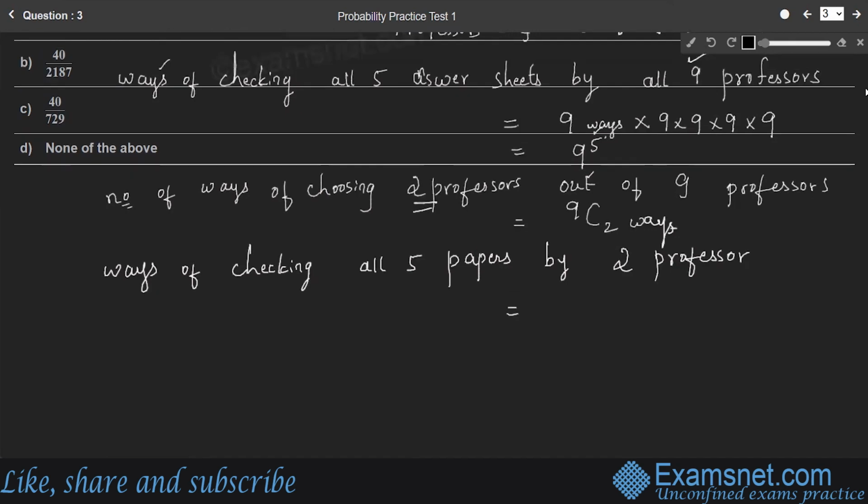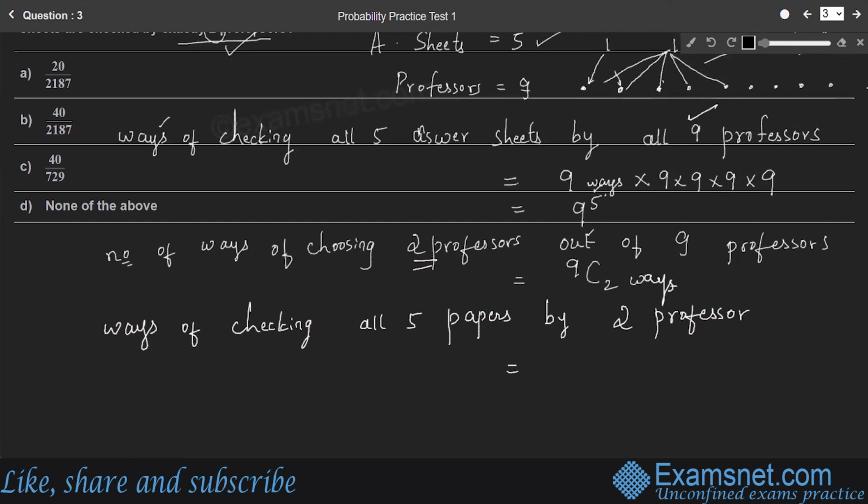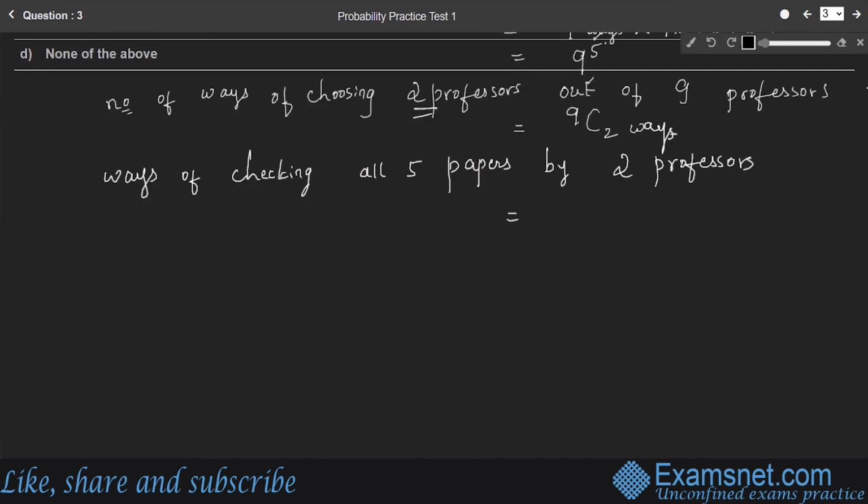In the first case, we considered all 5 answer sheets being checked by all 9 professors. Here we are taking only 2 professors. So we consider 5 answer sheets checked by 2 professors. That means the first paper is checked by 2 professors, the second paper is also checked by 2 professors, the third paper is also checked by 2 professors, the fourth is also checked by 2 professors, and the fifth paper is also checked by 2 professors.